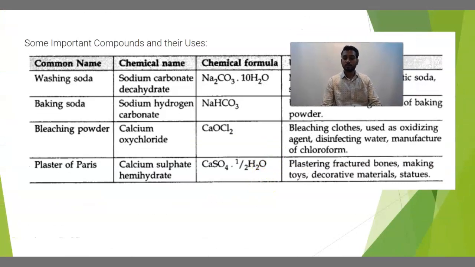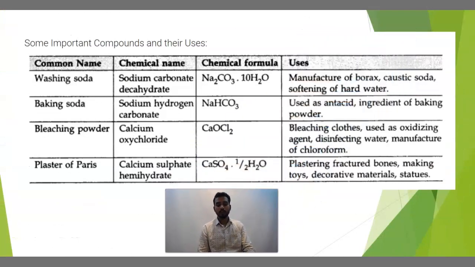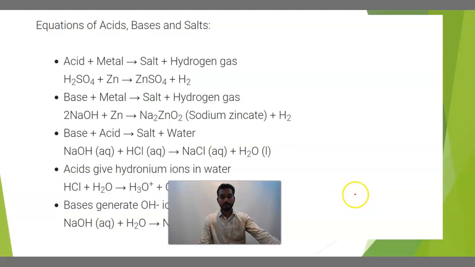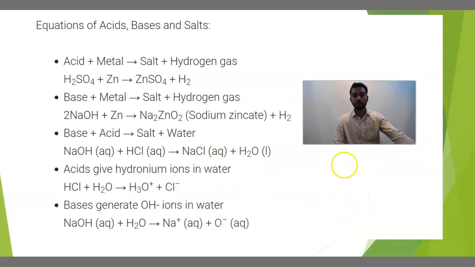And this is a very important table, children. They may ask you washing soda, what is the chemical name, chemical formula and uses. Same way washing soda, baking soda, bleaching powder, plaster of Paris. So these are the different types of salts, and remember the chemical name, formula and uses of them. It's very important. And equations of acids, bases and salts, all the things we have discussed: acid reacts with metal, base reacts with metal, base reacts with acid, acid gives hydronium ions and bases generate OH minus ions.